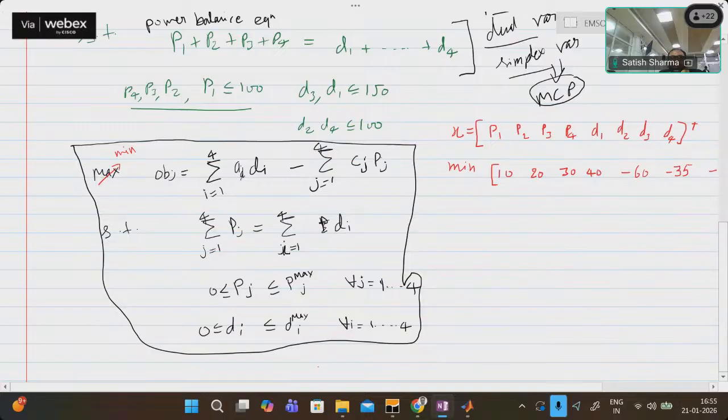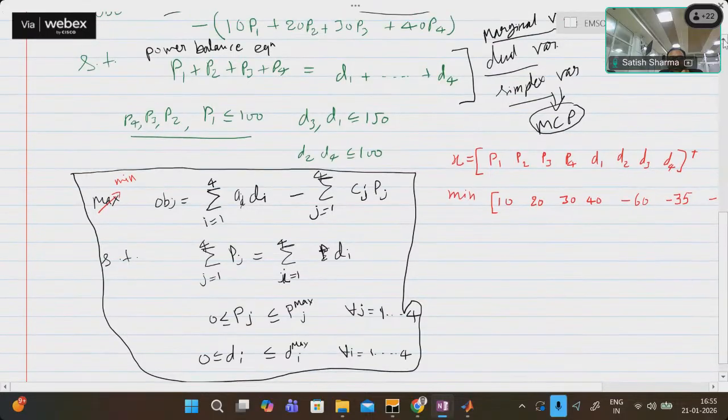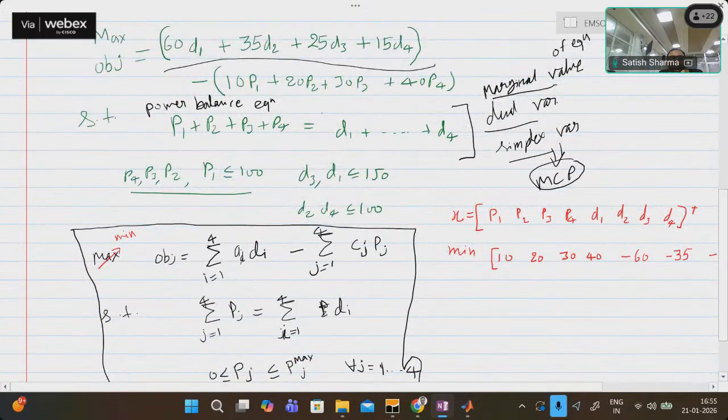So it's basically CI PI. So this is 10 into P1, 20 into P2, 30 into P3, which I think I have mentioned here as well. This one. 10 into P1, 20 into P2, 30 into P3, 40 into P4. Then we changed the maximization objective to minimization. So I will put a minus here, and instead of this, I will put a plus sign here. So this is what it looks like.